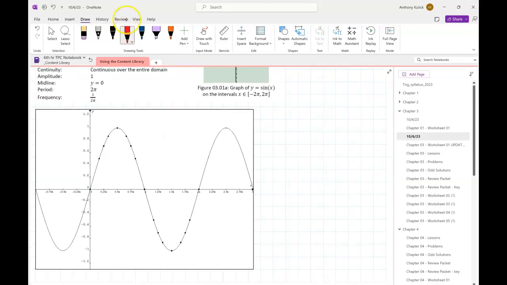So I'm going to start with the midline. The midline is a horizontal line where it basically splits your graph in half. So half of the graph should be above the midline and half of the graph should be below the midline. Well, if I look at my picture, the x-axis is my midline, right? Everybody's cool with that?